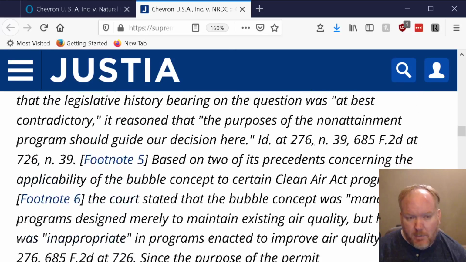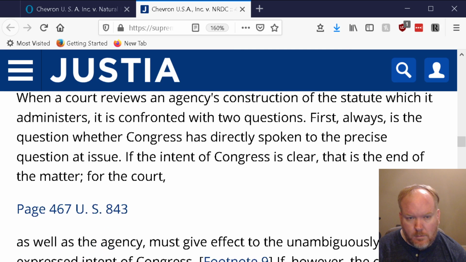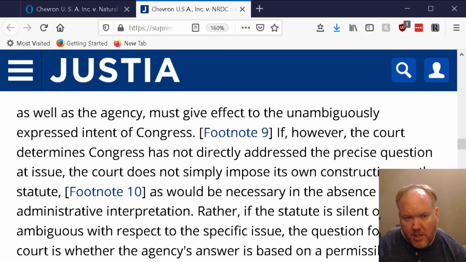Okay, there's a lot of blah, blah, blah, blah. Okay. Here we get into substantive stuff. When a court reviews an agency's construction of the statute which it administers, it is confronted with two questions. First, always, is the question of whether Congress has spoken to a precise question at issue. If the intent of Congress is clear, that is the end of the matter for the court, as well as the agency must give effect to the unambiguous expressed intent of Congress. Right. If the statute is clear, the statute is clear.